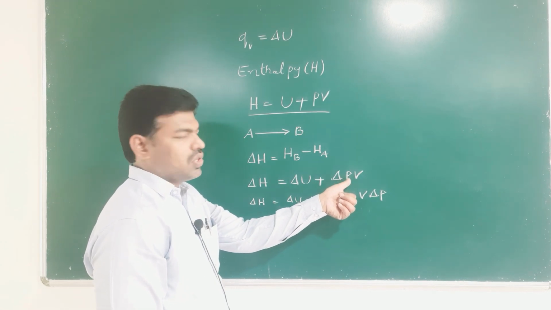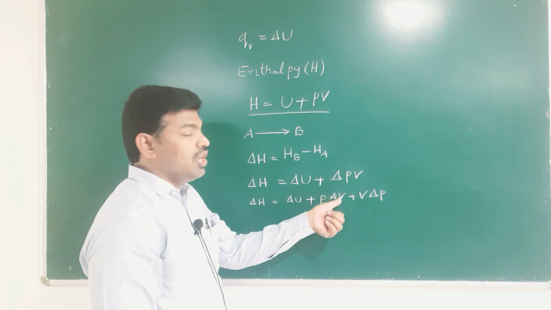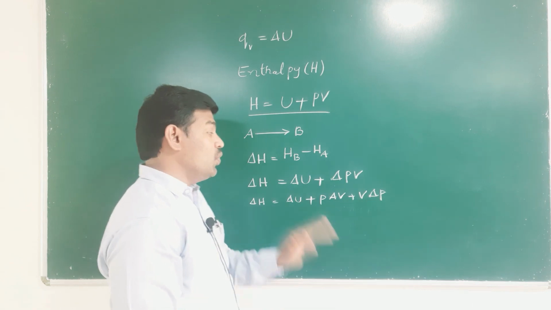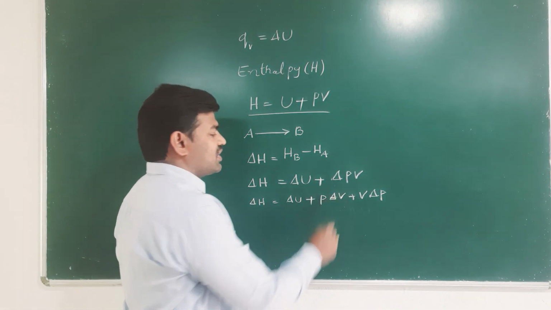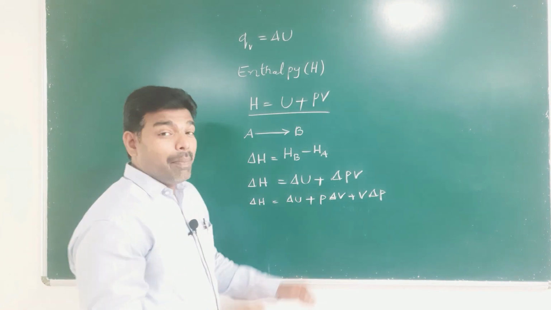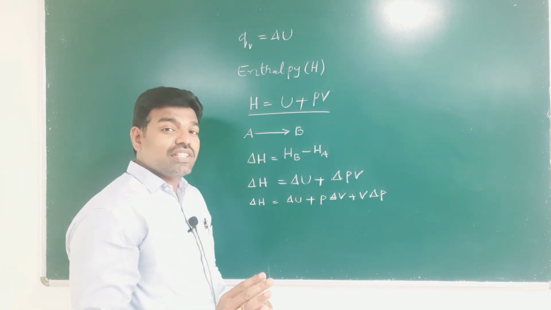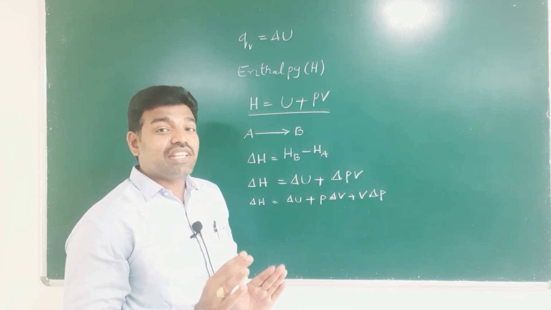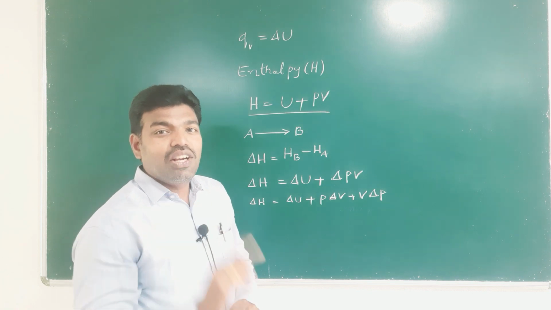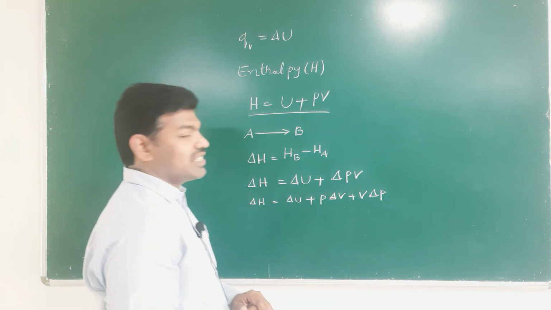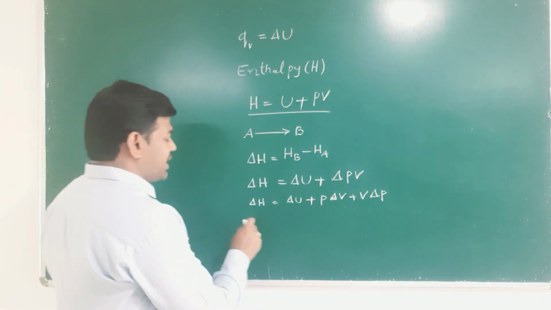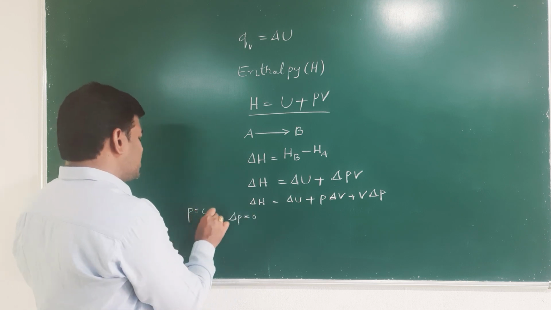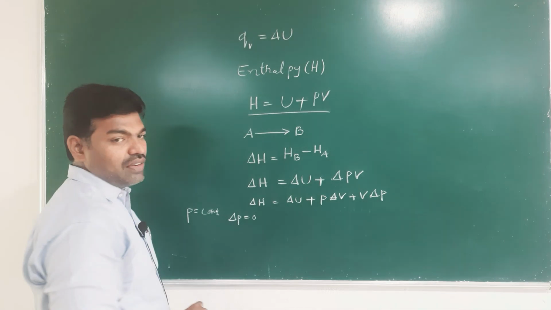Okay. So, in one case we kept pressure constant. If pressure is constant, volume undergoes changes. If volume is constant, pressure undergoes changes. But most of the reactions are carried out at atmospheric pressure, that is, at constant pressure. Most reactions are not carried out at constant volume. So pressure is constant, then delta P is equal to 0.